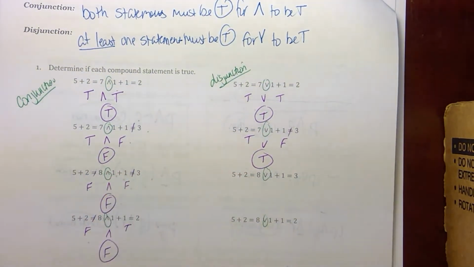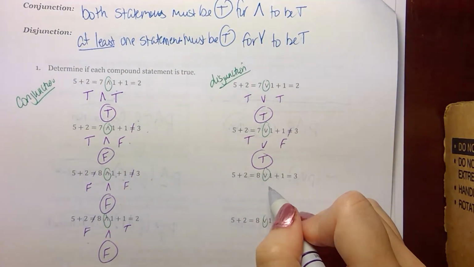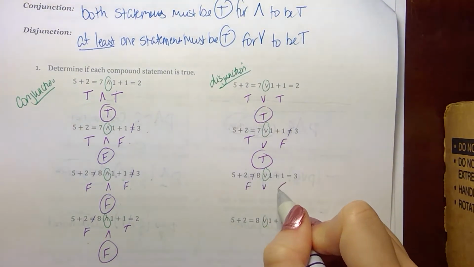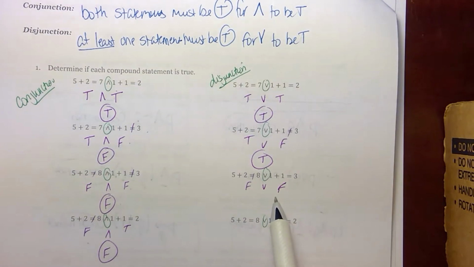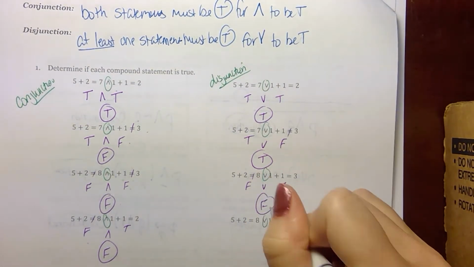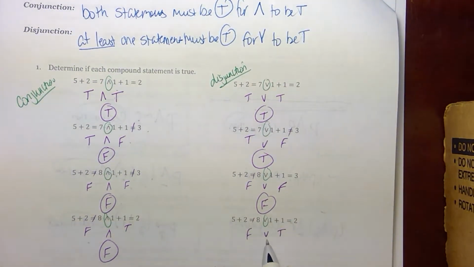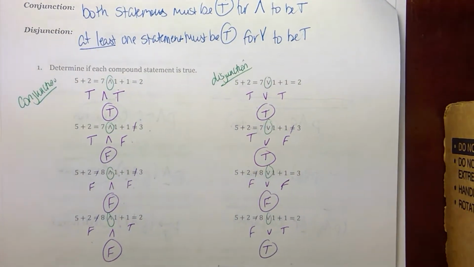That's different than a conjunction. For a conjunction, my and means that both of them have to be true. Disjunction, my or, means that just one of them has to be true. So what about this third one? That's false, and that is also false. False or false? Well, if they're both false, the disjunction is still false. For this one, that's false, that's true. Disjunction, or means at least one. Well, I've got one, so that disjunction there is true.